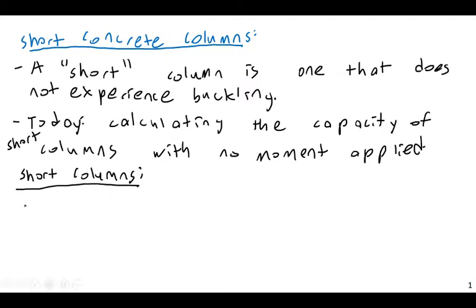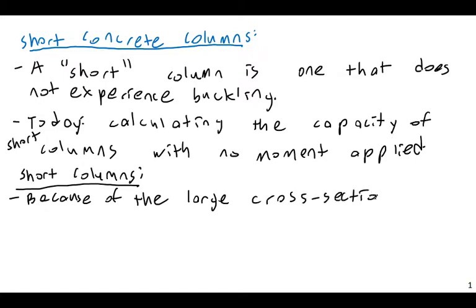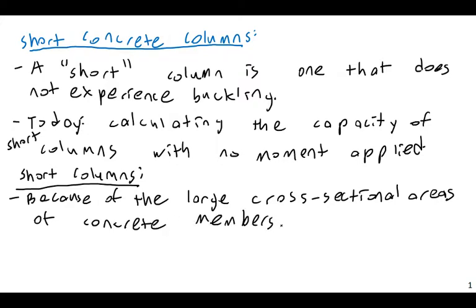These are columns that do not experience buckling because of the very large cross-sectional areas of concrete members. Often buckling does not control. Often crushing rather than buckling does control.